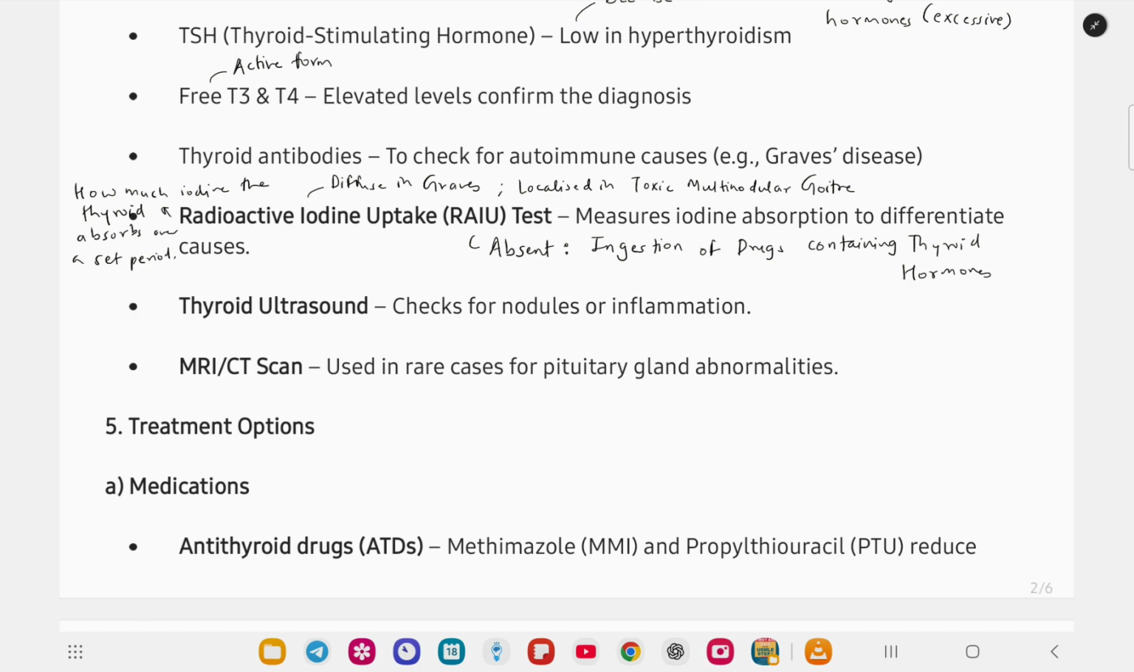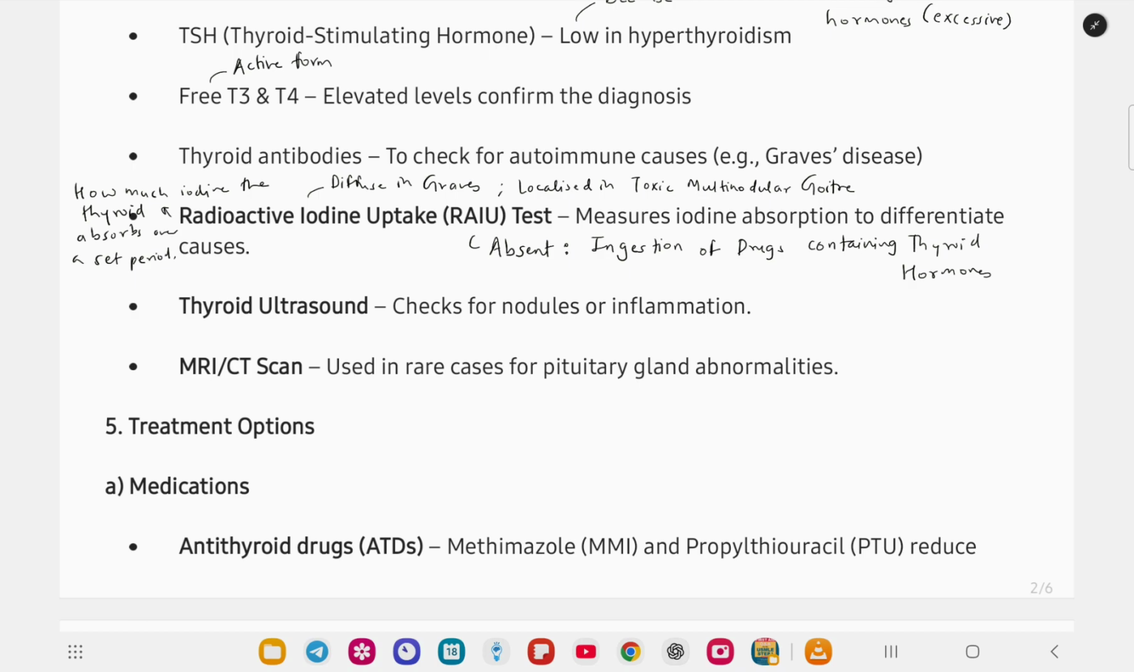How? In Graves' disease. Graves' disease is a diffuse condition. It's the diffuse condition of the whole gland. It involves the whole gland. So in this condition, radioactive iodine will be concentrated everywhere in the gland. So it will be in a diffuse form.